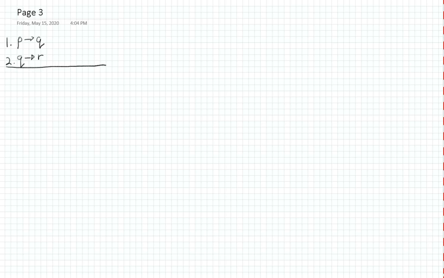If those two premises are true, then I want to be able to show that P implies R. So I want to state this in several different ways. First, if these two premises are true, hold on, let me start over here.